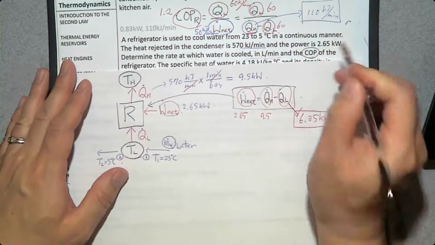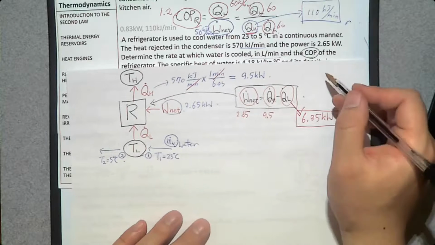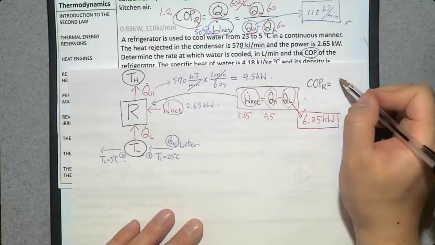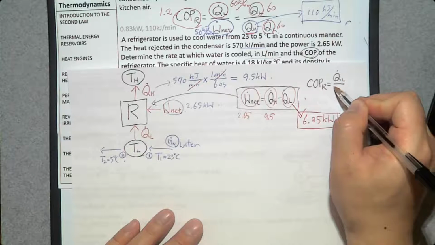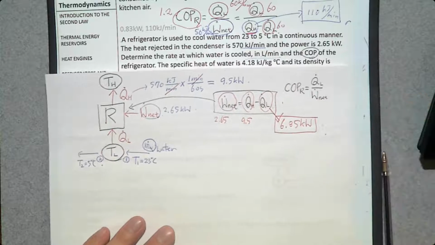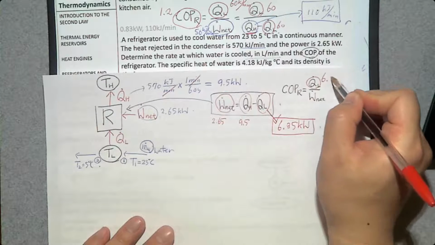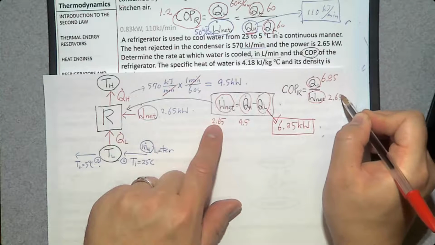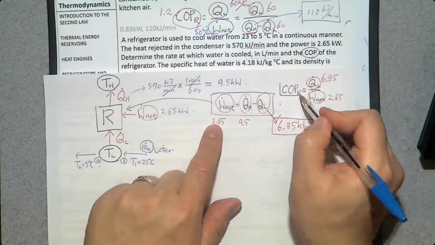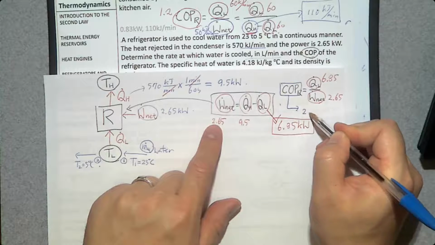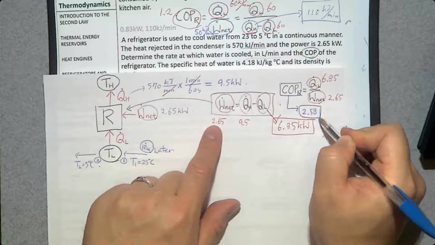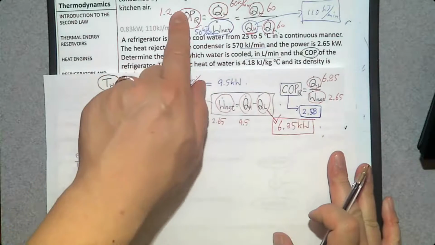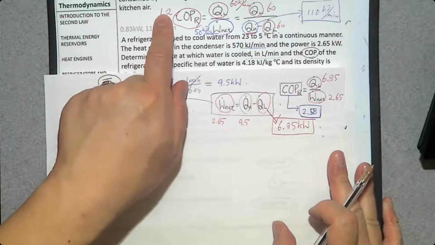Then now, can you determine the COP? Yes. How do you determine COP? COP of a refrigerator can be determined by the desired output, Q dot L, over the required input, W dot net. Q dot L is going to be 6.85. W dot net is going to be 2.65. So what is the COP? The COP is going to be 2.58, which is greater than the previous problem, only 1.2. So this one is better than 1.2, right?